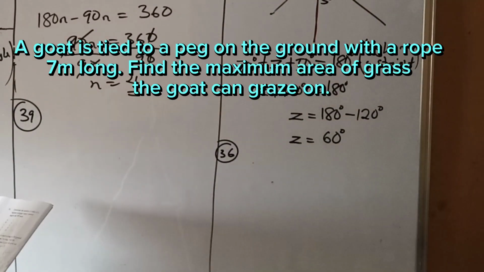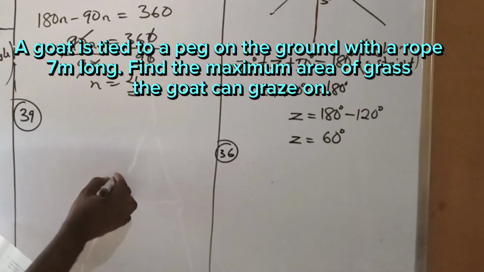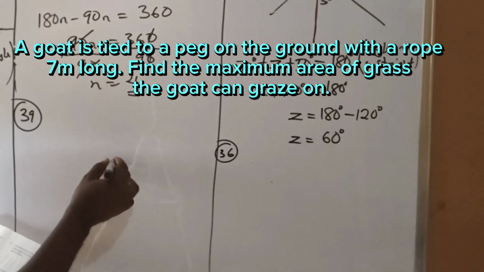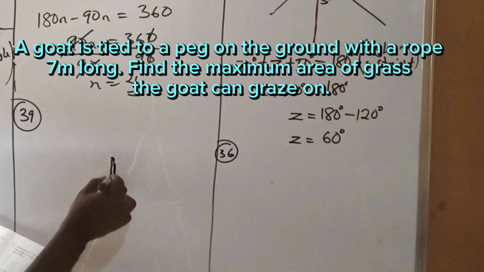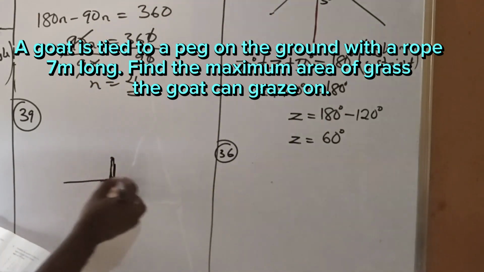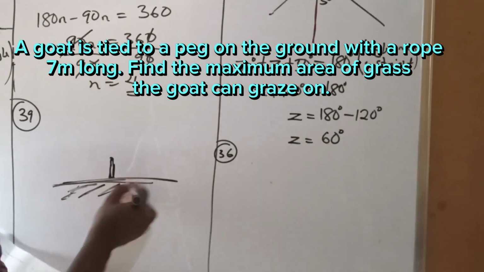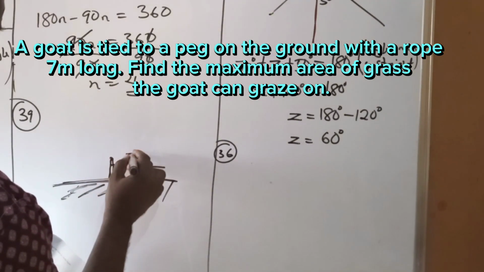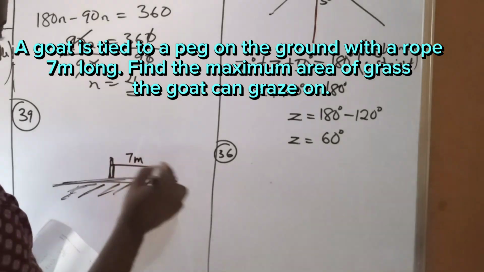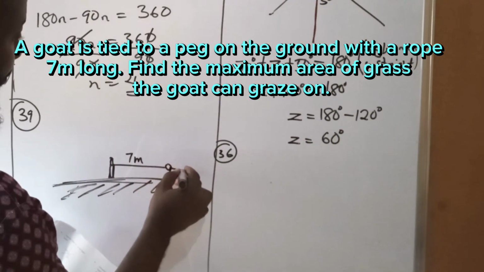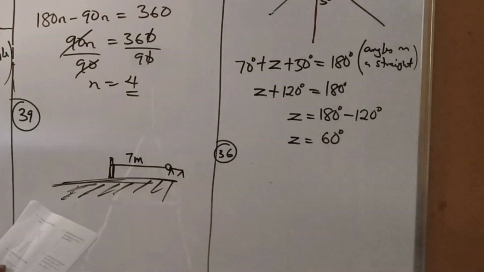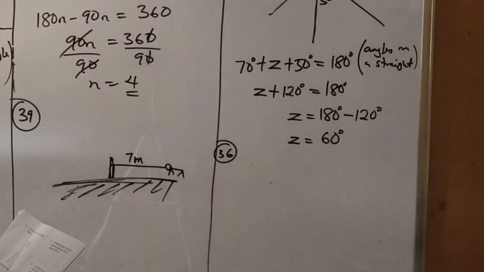Question 39. A goat is tied to a peg. We have a peg here. Let's say this is the peg, and this is the floor. We now have a goat that is tied to this peg, and the rope is 7 meters long. Here is the goat. So the question asks us to find the maximum area of grass the goat can graze on.